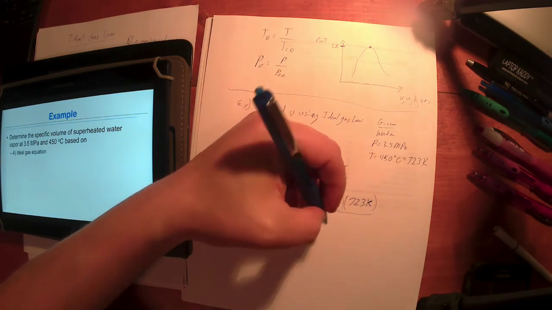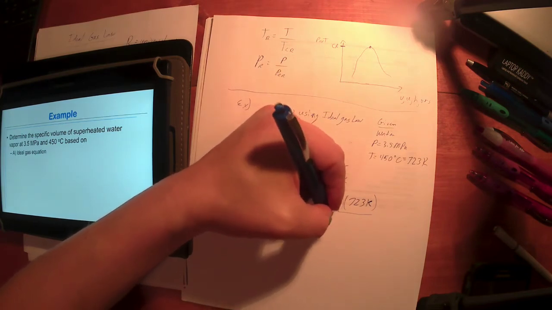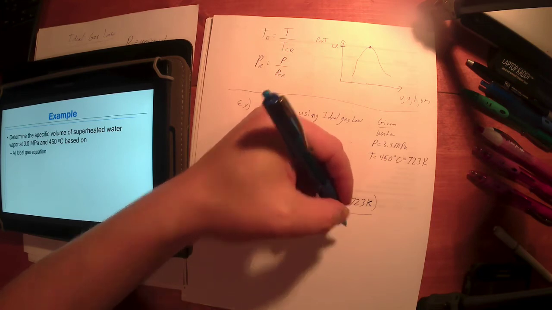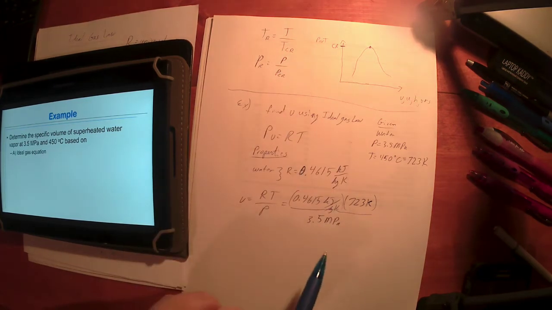So, okay, RT divided by pressure, 3.5 megapascals. You know what, let's just leave it, 3.5 megapascals. We're not going to like that later, I can tell you that. We're not going to like that unit set later, but let's leave it for now, okay?